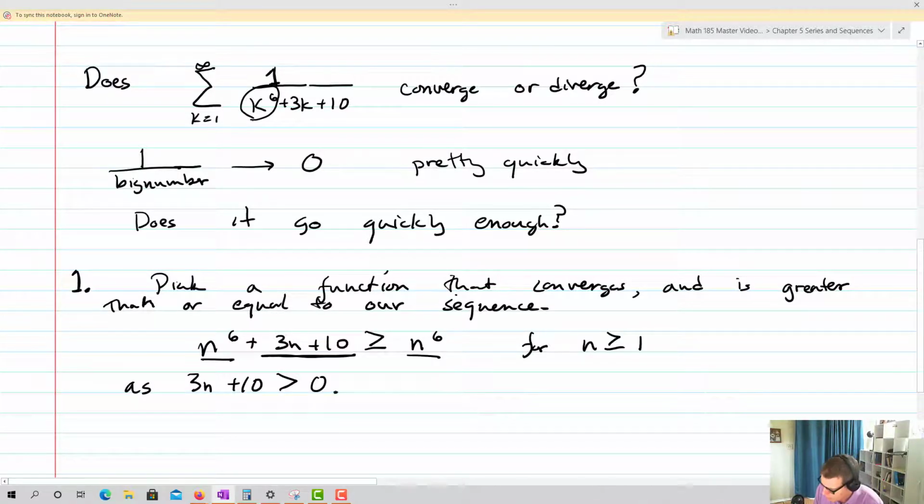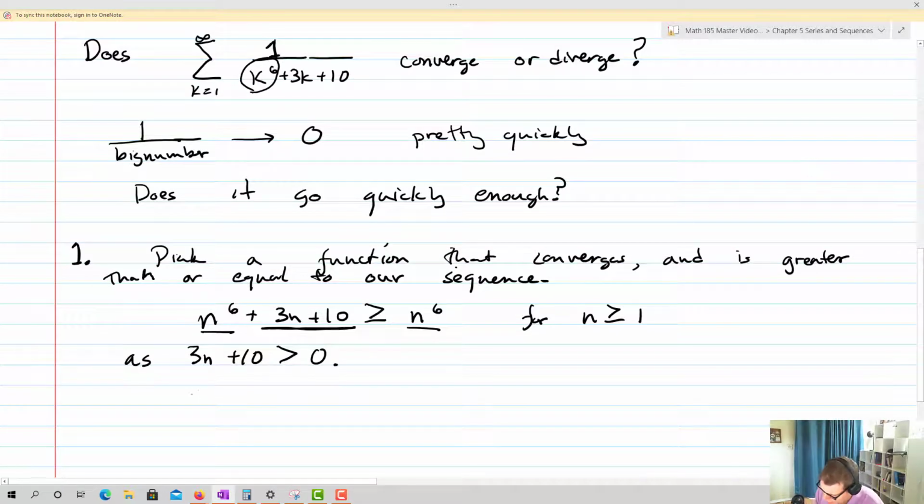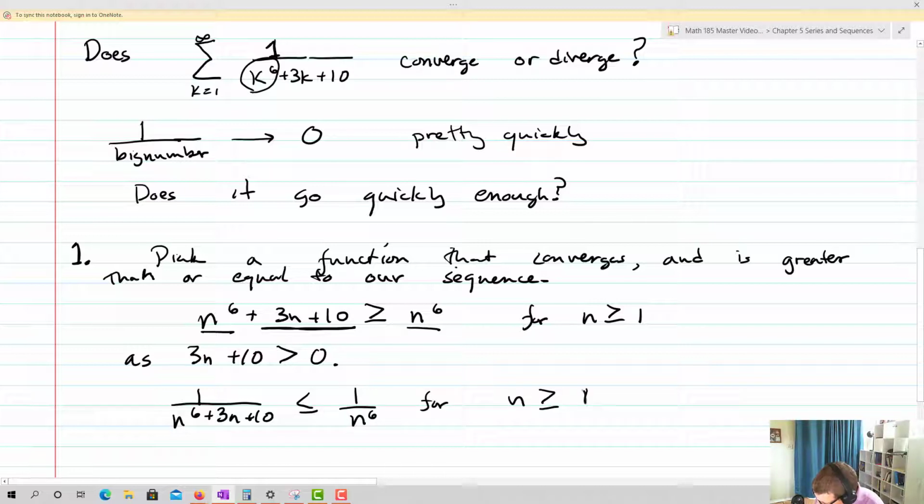Okay? And since that's true, if we take its reciprocal, then 1 over n to the 6th plus 3n plus 10 is going to be less than or equal to 1 over n to the 6th for n greater than or equal to 1. Okay? That's the flip side. So if you know that the thing on the bottom is bigger than the thing on the bottom for the other one, then when you take the reciprocals, you end up with the exact opposite relationship. Okay?